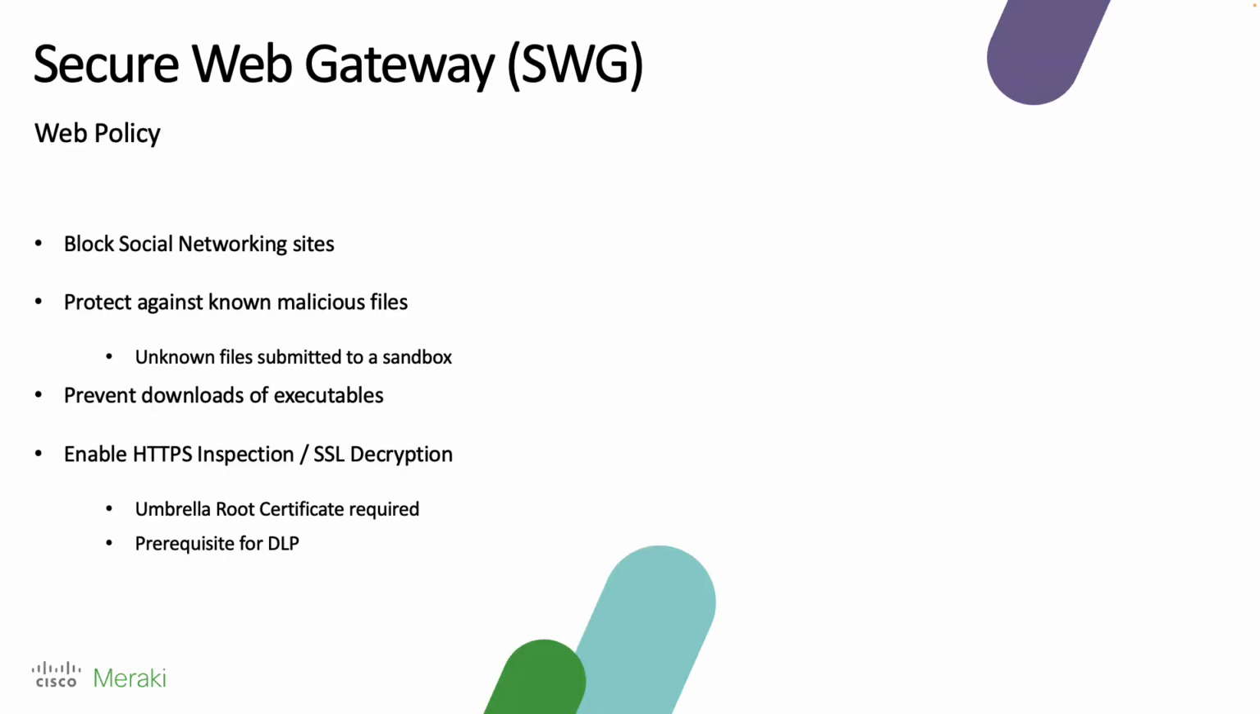I might have a requirement to start blocking against certain categories like social networking. I may also want to protect our users against known malicious files, as well as submit any unknown files to a sandbox. In addition, I don't want my users to be able to download any executables. We also want to enable HTTPS inspection, partly to have advanced malware protection services be applied to any encrypted traffic, but we may also want to set this up for a data loss prevention policy that we build down the line. Please note that the Umbrella root certificate is required in order to decrypt and re-encrypt the traffic. The installation of this root certificate is covered in the Cisco Secure Client installation video.